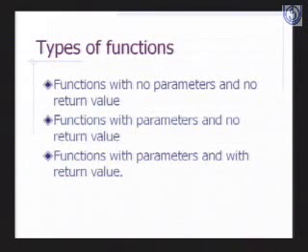Then there are several types of functions. There are functions with no parameters and no return value. There are functions with parameters and no return value. There are functions with parameters and with a return value. So in C we can use all these 3 types of functions. So where lies the difference?